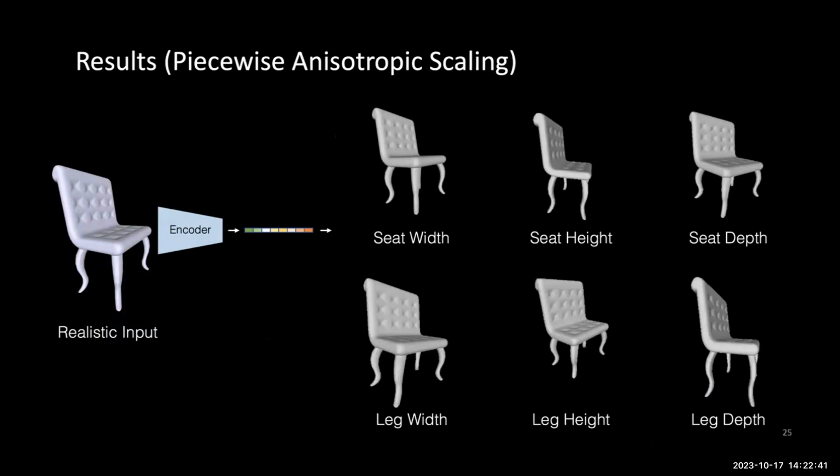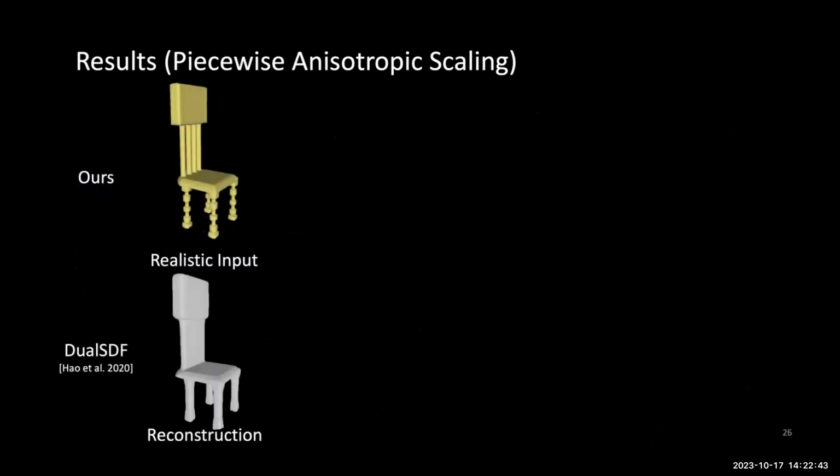We also compare here with a prior work called dual SDF, which uses a deep SDF inspired structure to encode the entire shape into latent space. And we can note here, where shapes have many details, those kinds of frameworks tend to lose some of the details during the auto encoding and decoding process.